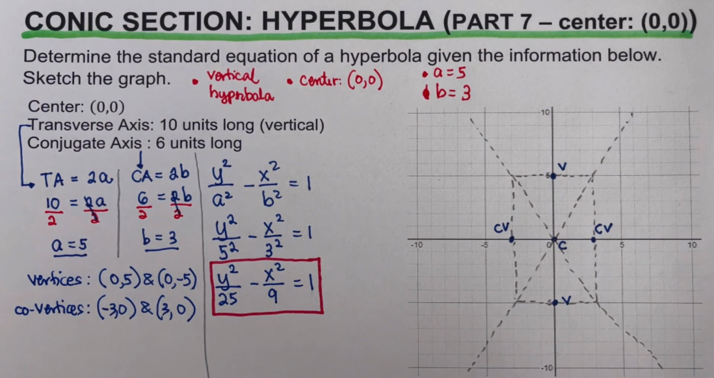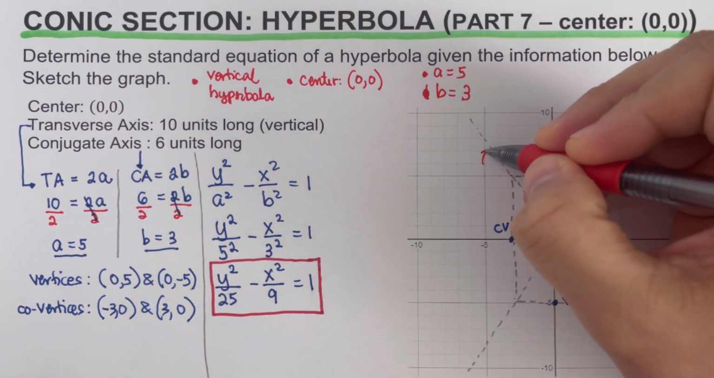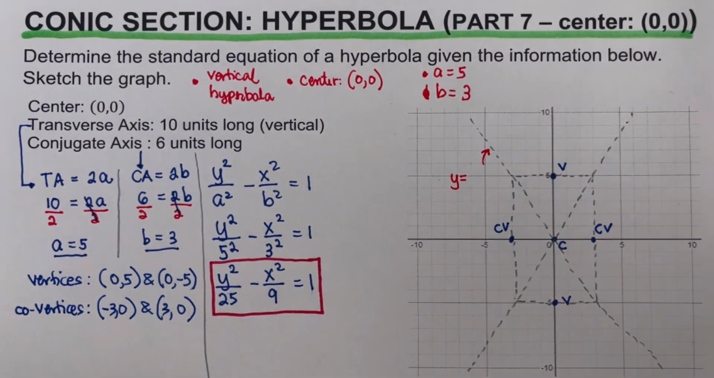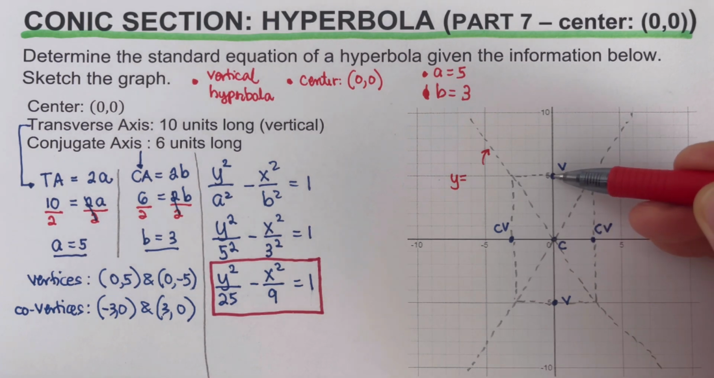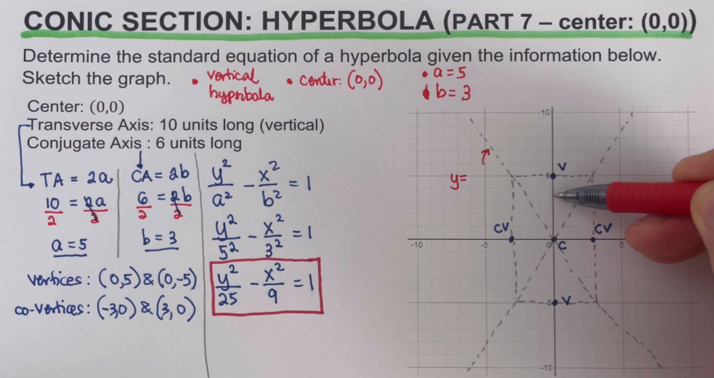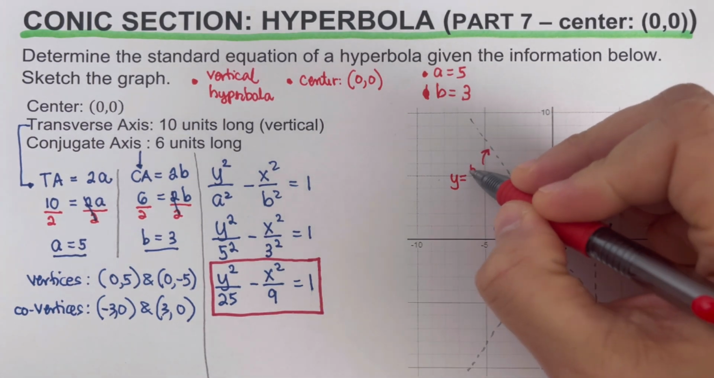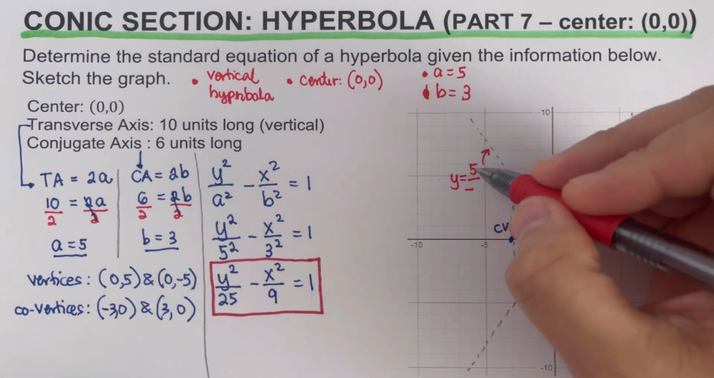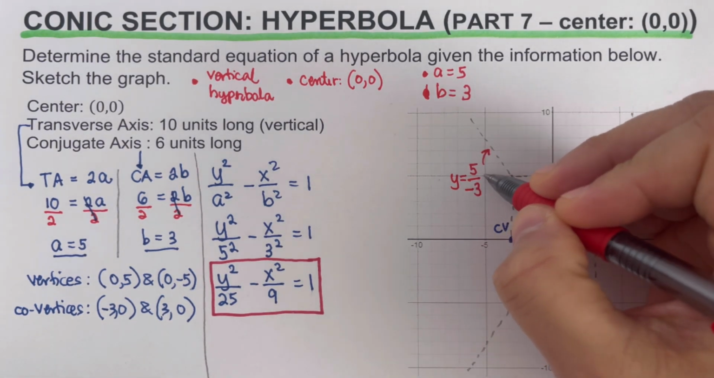Okay, so the equation of the first asymptote with a negative slope would be y equals, remember, to get the slope of the asymptote, we go up over to the corner of the rectangle. So I go up 1, 2, 3, 4, 5. So I write 5 over negative because I'm going to the left. 1, 2, 3. So that is 5 over negative 3x.